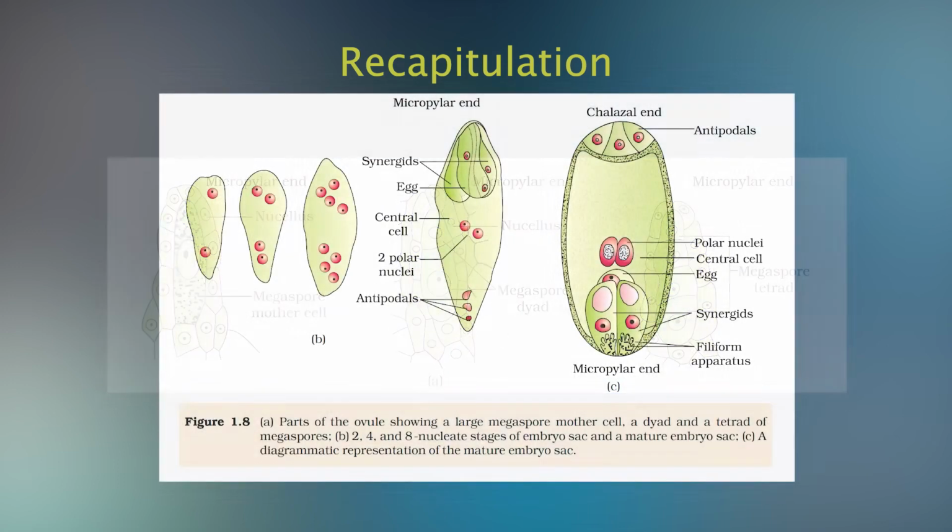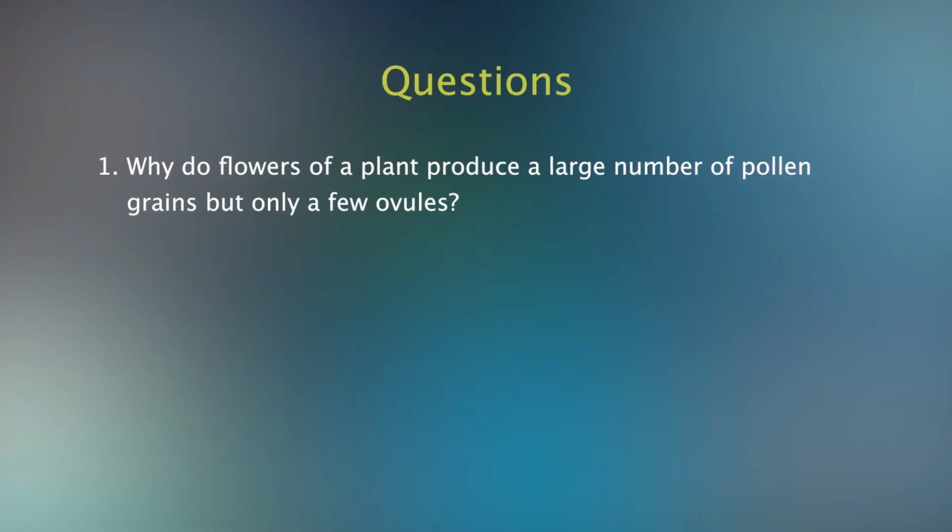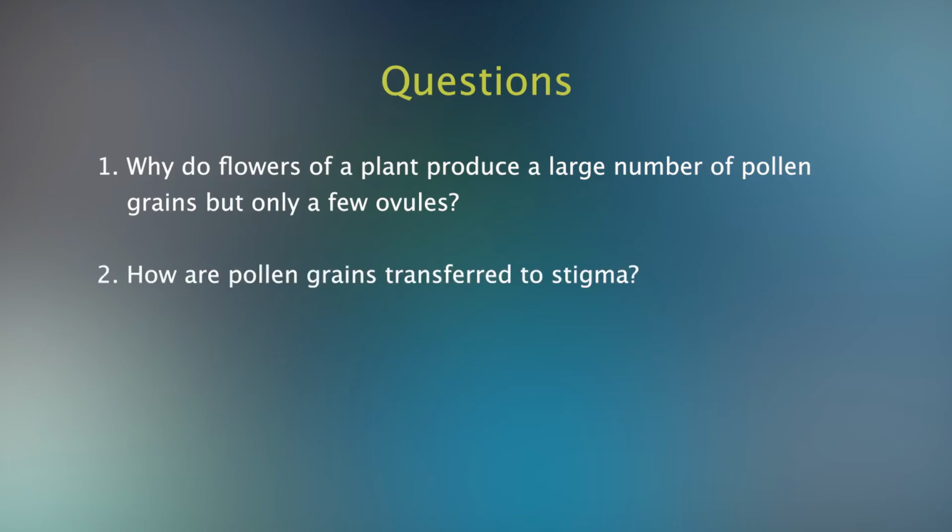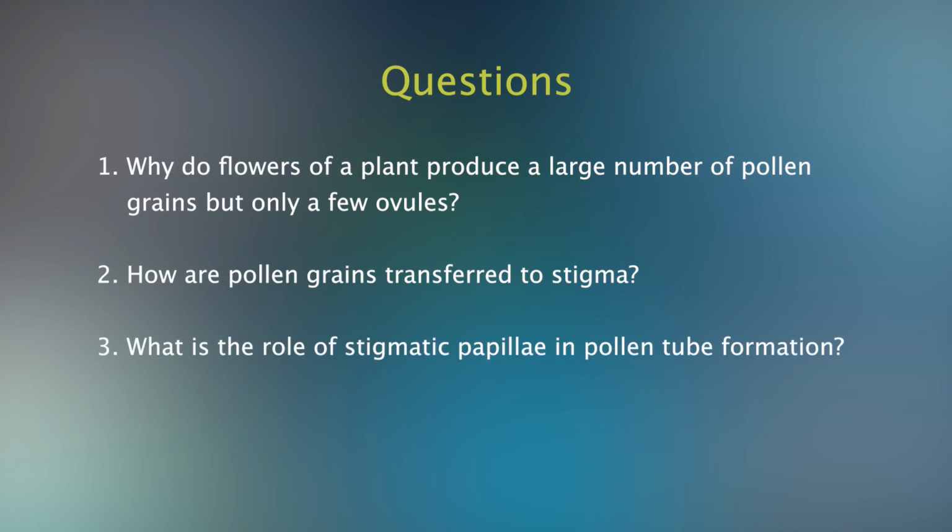Recognition of a compatible pollen grain by the stigma is very vital to further events leading to fertilization. Now, try to explore the answers to the following questions. First, why do flowers of a plant produce a large number of pollen grains but only a few ovules? Second, how are pollen grains transferred to the stigma? And last, what is the role of stigmatic papillae in pollen tube formation?